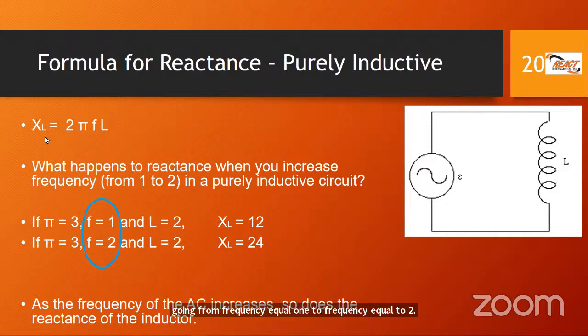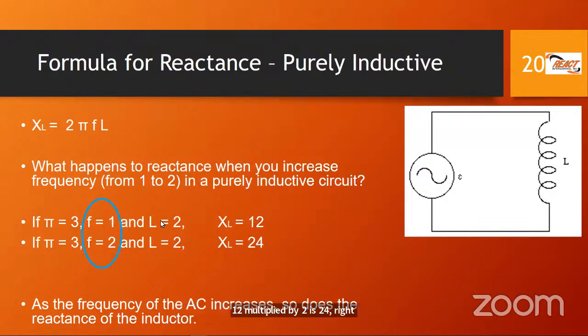What happens to the reactance? Does it increase or does it decrease? So we notice that 2 multiplied by 3 is 6. 6 multiplied by 2 is 12. Sorry, 2 multiplied by 3 is 6. 6 multiplied by 2 is 12. And 12 multiplied by 2 is 24, right?